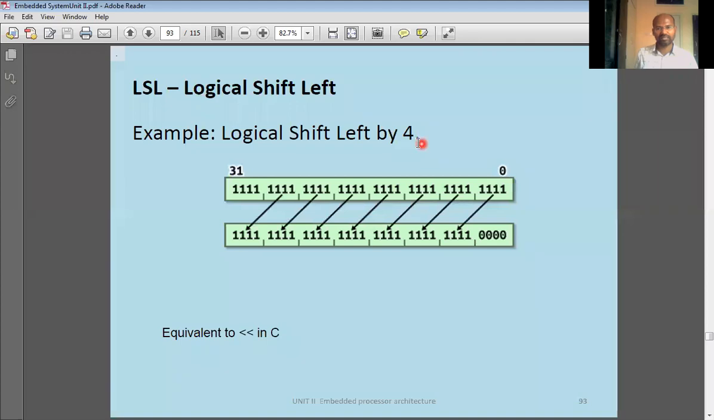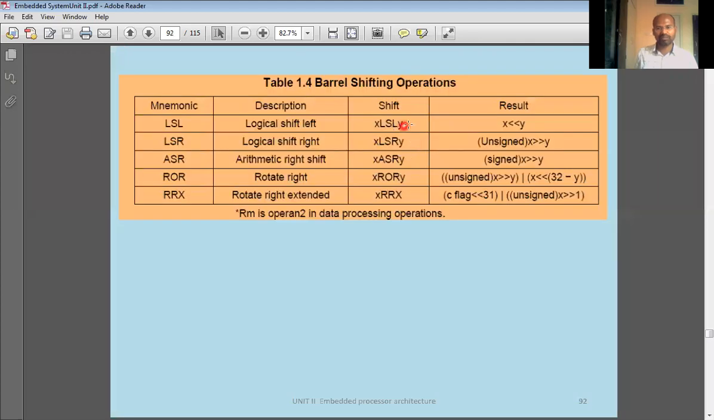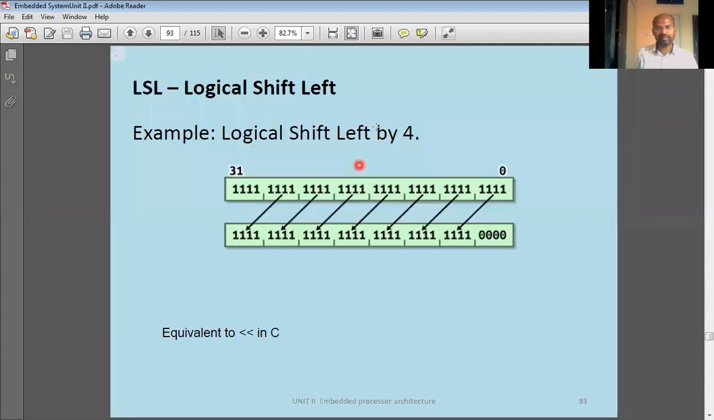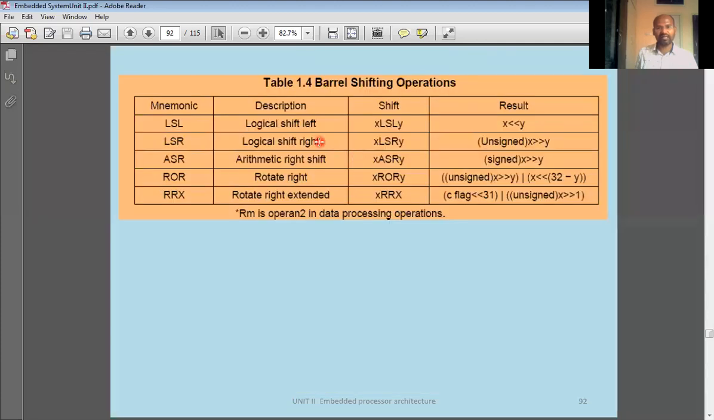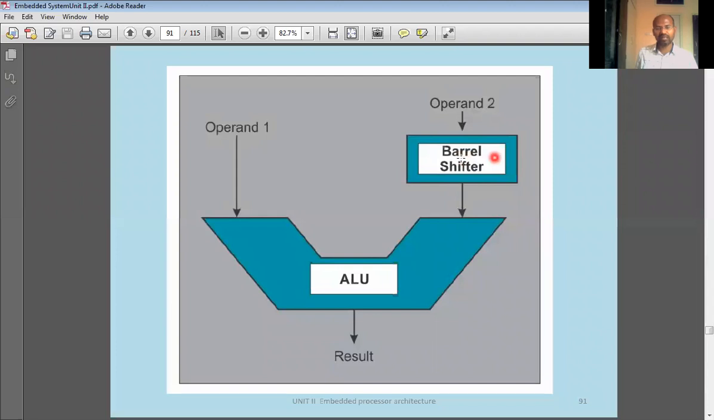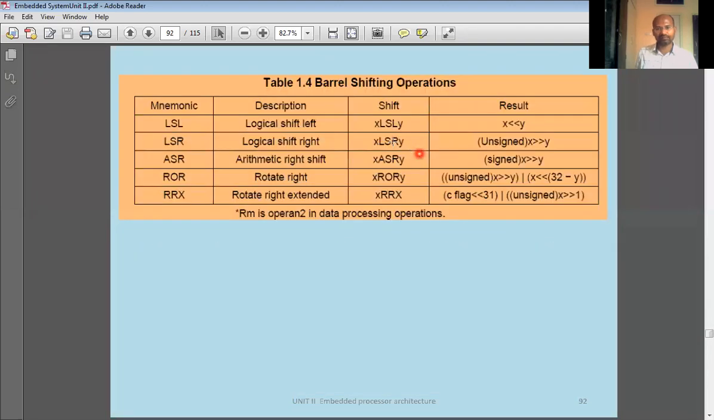4 means this 4 is to be stored in which variable? Which variable, Y? This original data is present in which variable? X. X is the second operand, that is this second operand. So X comes here, and in the barrel shifter, is it a logical shift, right shift or left shift? Is it logical left shift? Logical left shift happens in the barrel shifter. How many units? That is given in Y. If you store 4 in Y, 4 units will be shifted logically right.